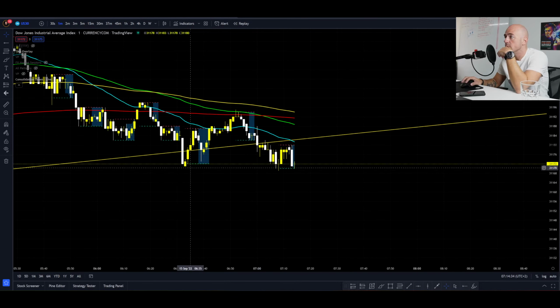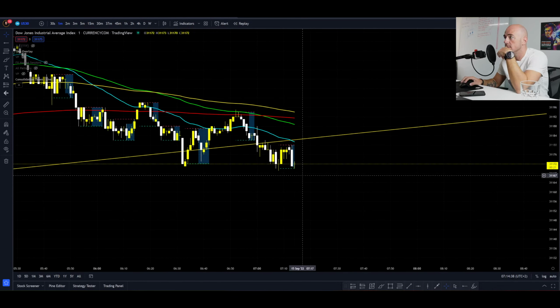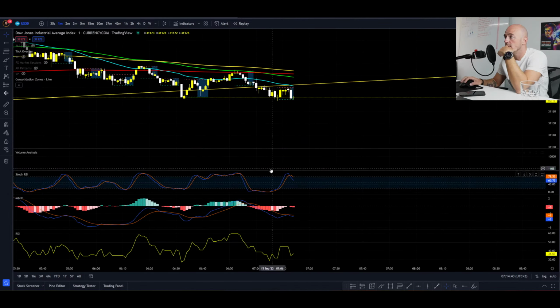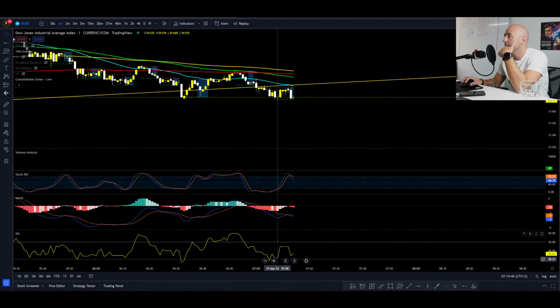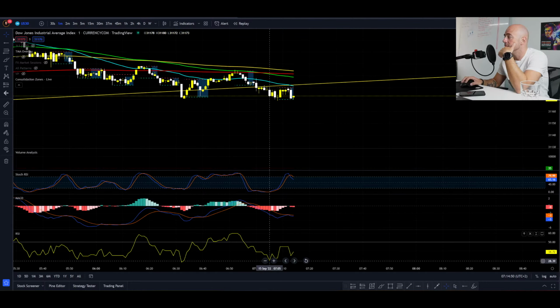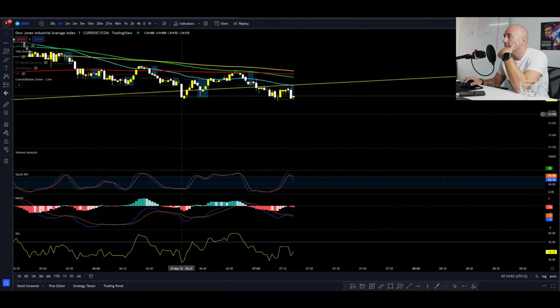So we have a bottom here. We have another bottom here. If we look at the RSI, it's 25 and 30. This one, 28. So a wee bit of a divergence.